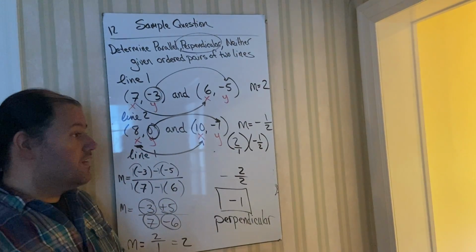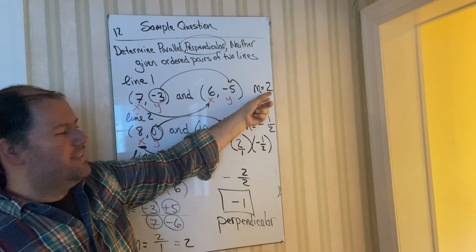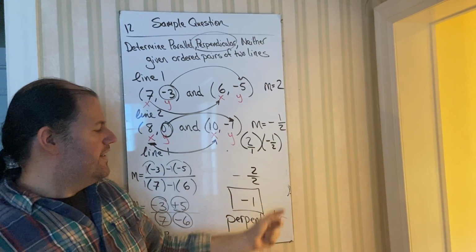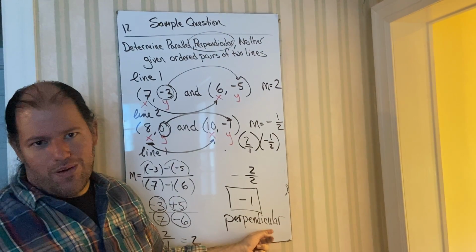Alright? So on ALEKS, they're going to ask you for this. So you say your answer is 2. They'll ask you for this. M is negative 1/2. And then you would drop down and say the two are perpendicular.